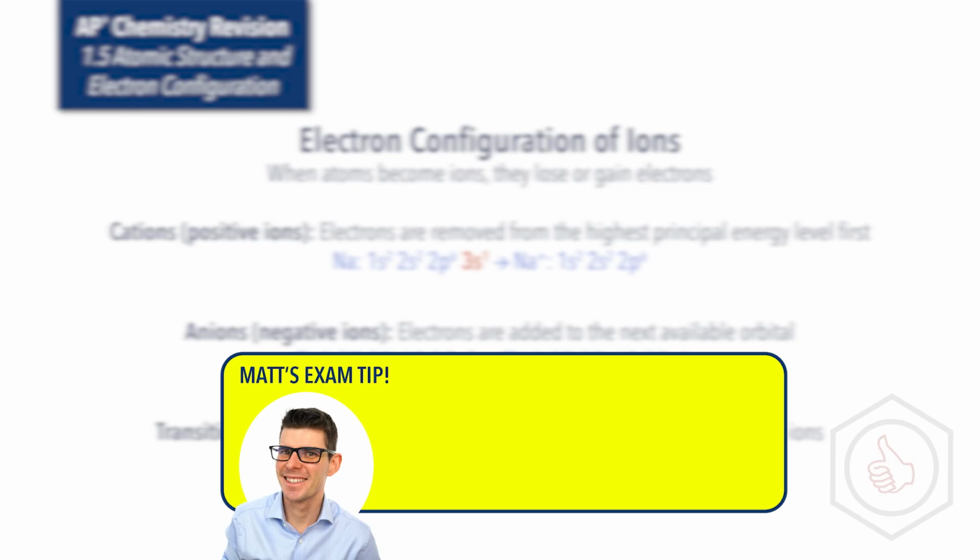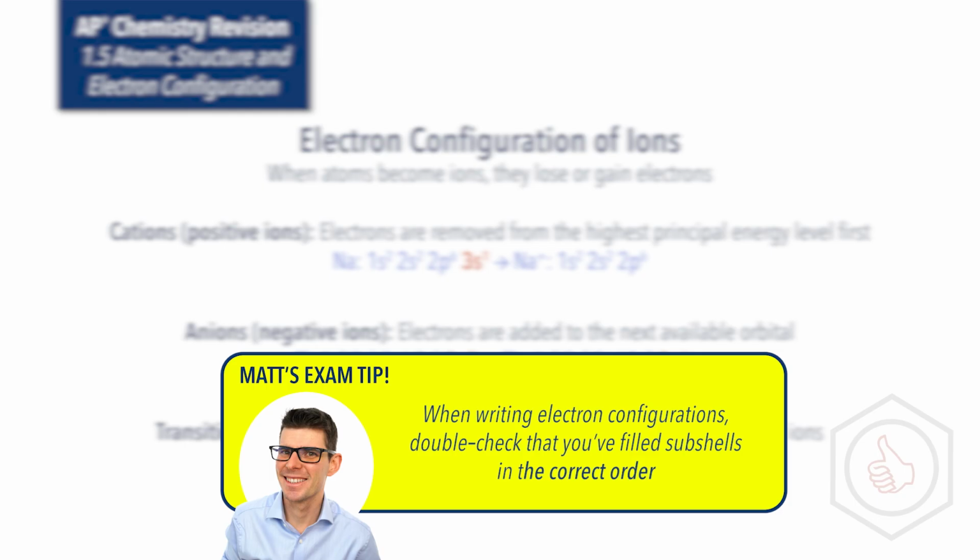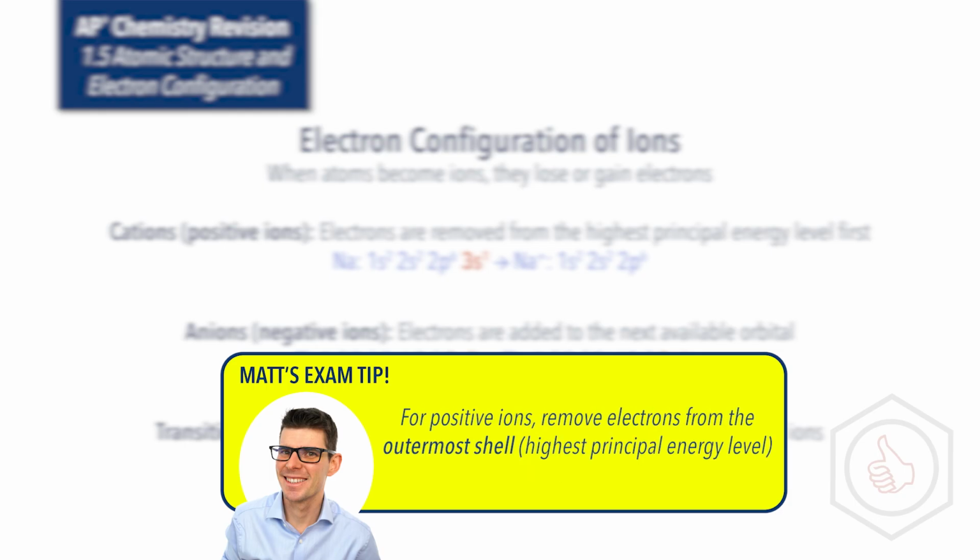Exam tip here: when writing electron configurations, always double check that you've filled subshells in the correct order and that your total number of electrons matches the element or ion's charge. For ions, always remove electrons from the outermost shell, highest principal energy level, first.